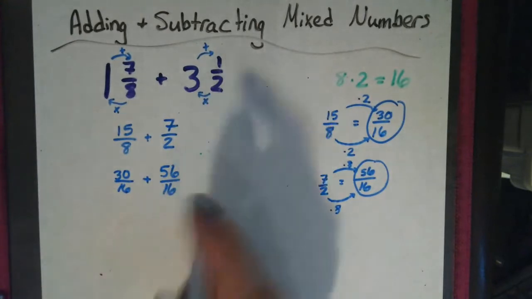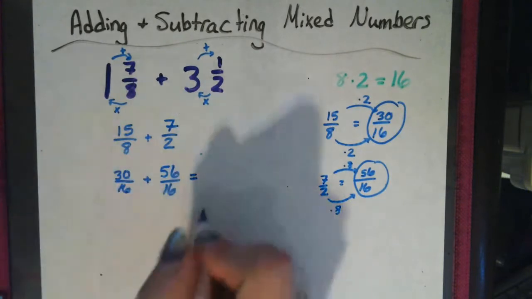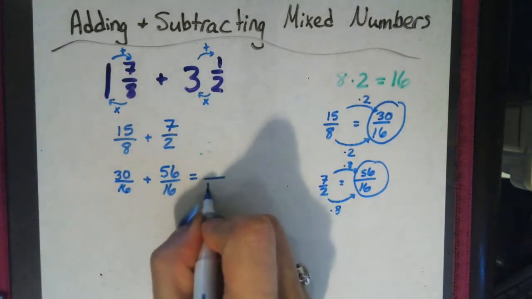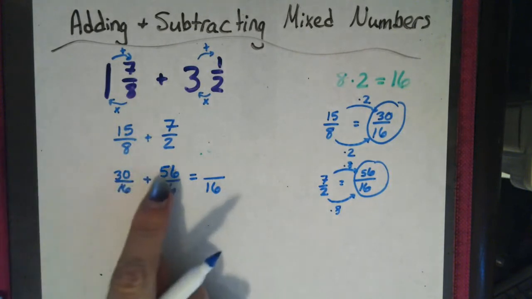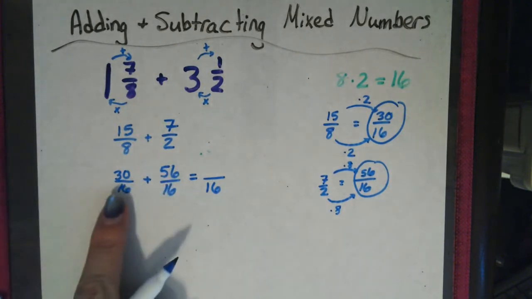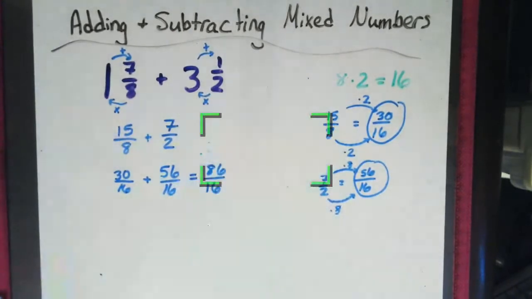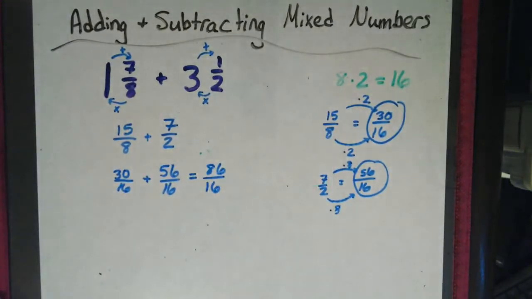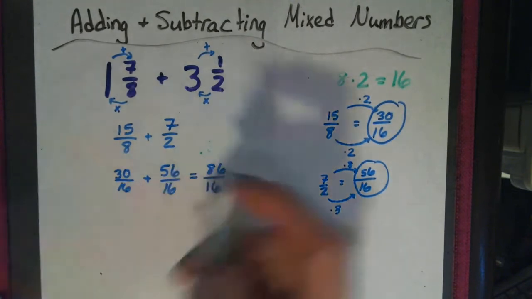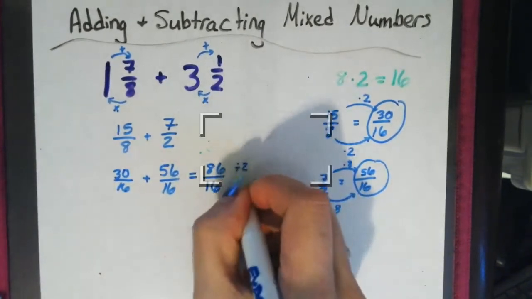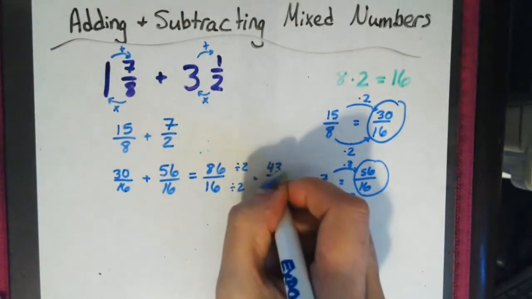Now that they have the same denominator, I add them together. When you're adding and subtracting, you leave the denominator the same. That part doesn't change. We just add the numerators together. 30 plus 56 is 86. Let's see if this reduces at all. Well, they're both even, so I can divide them both by 2. That'll get us to 43 over 8.